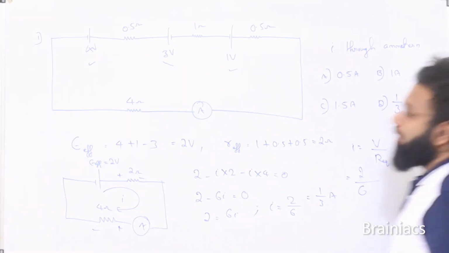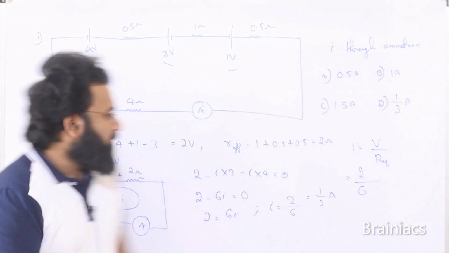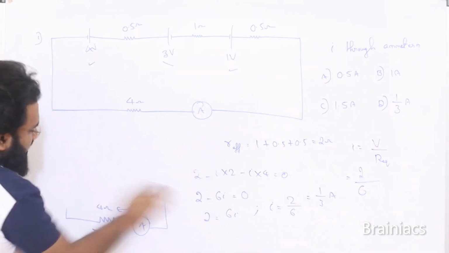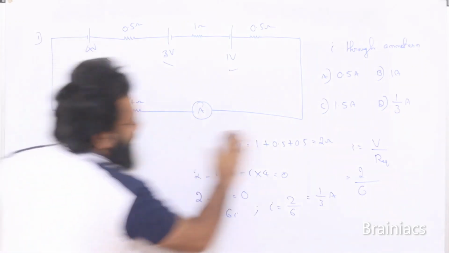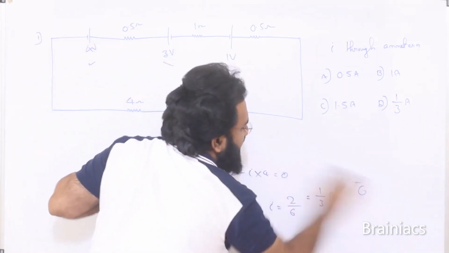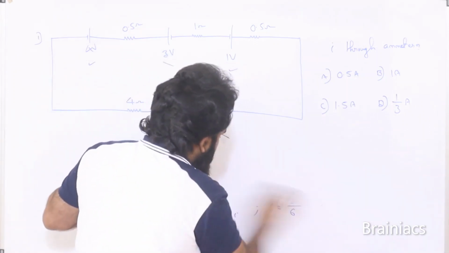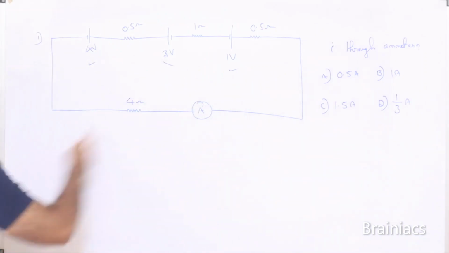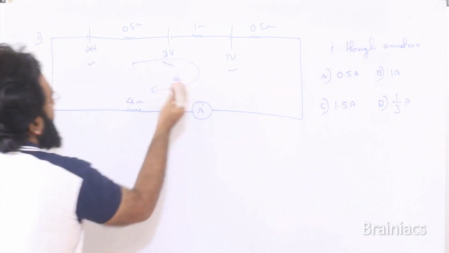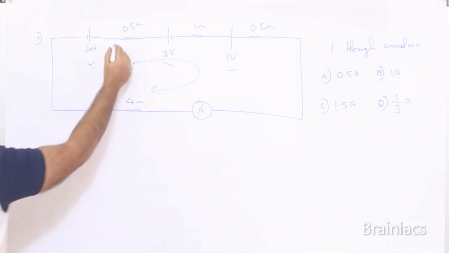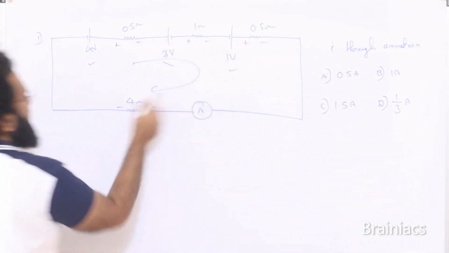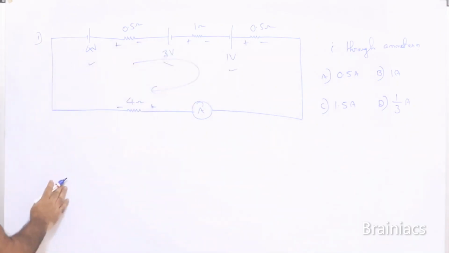Clear? Now otherwise, if we want, without doing this cell basics, simply we can apply KVL and find. Just put a loop like this directly. Okay, so plus minus, plus minus, plus minus, plus minus. I am assuming that current is flowing in this way.